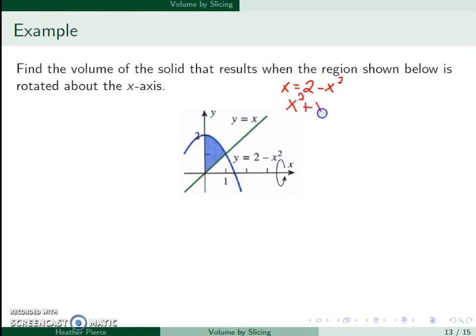This gives us x squared plus x minus 2 equal to 0. So (x plus 2)(x minus 1). And so we can see that we get x equal to negative 2 and 1. So we can see that this one comes from the 1. So I have the integral from 0 to 1.